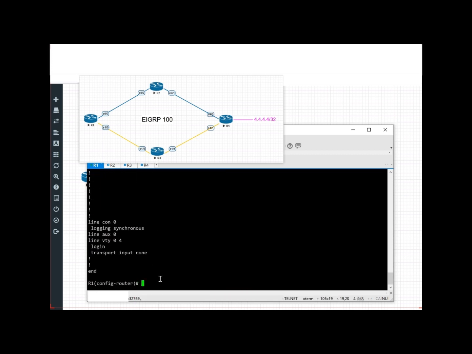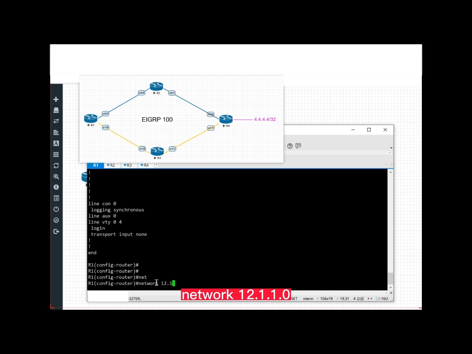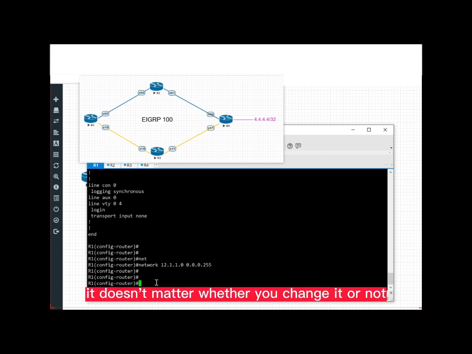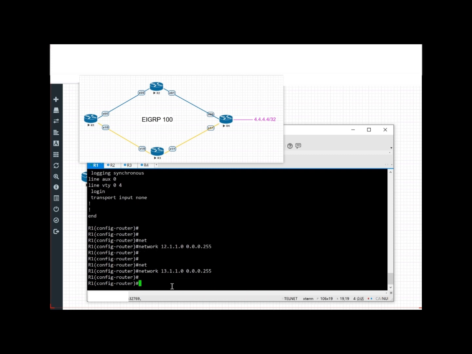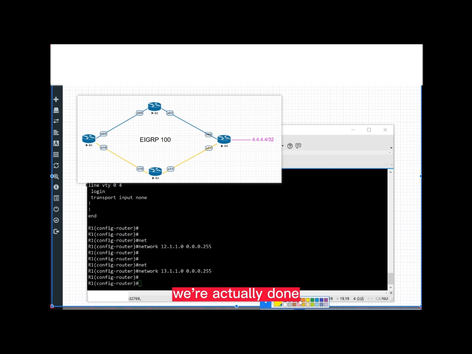For R1, I just made an announcement. Then I will redeclare here, for example network 12.1.1.0 0.0.0.255. Let's change it. It doesn't matter whether you change it or not, but it's better to change it. We want a correct declaration. Then we also declare, to establish a neighbor relationship with R3, network 13.1.1.0 0.0.0.255. So for now, we're actually done.